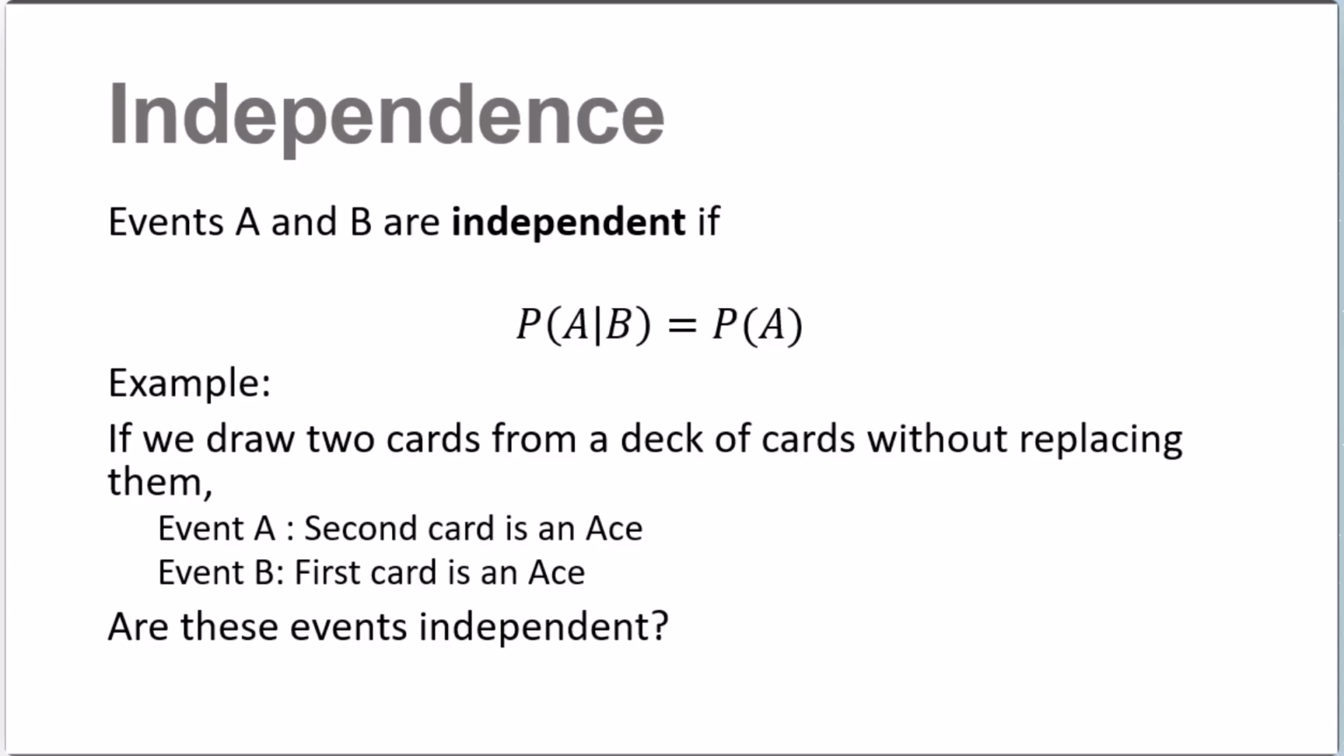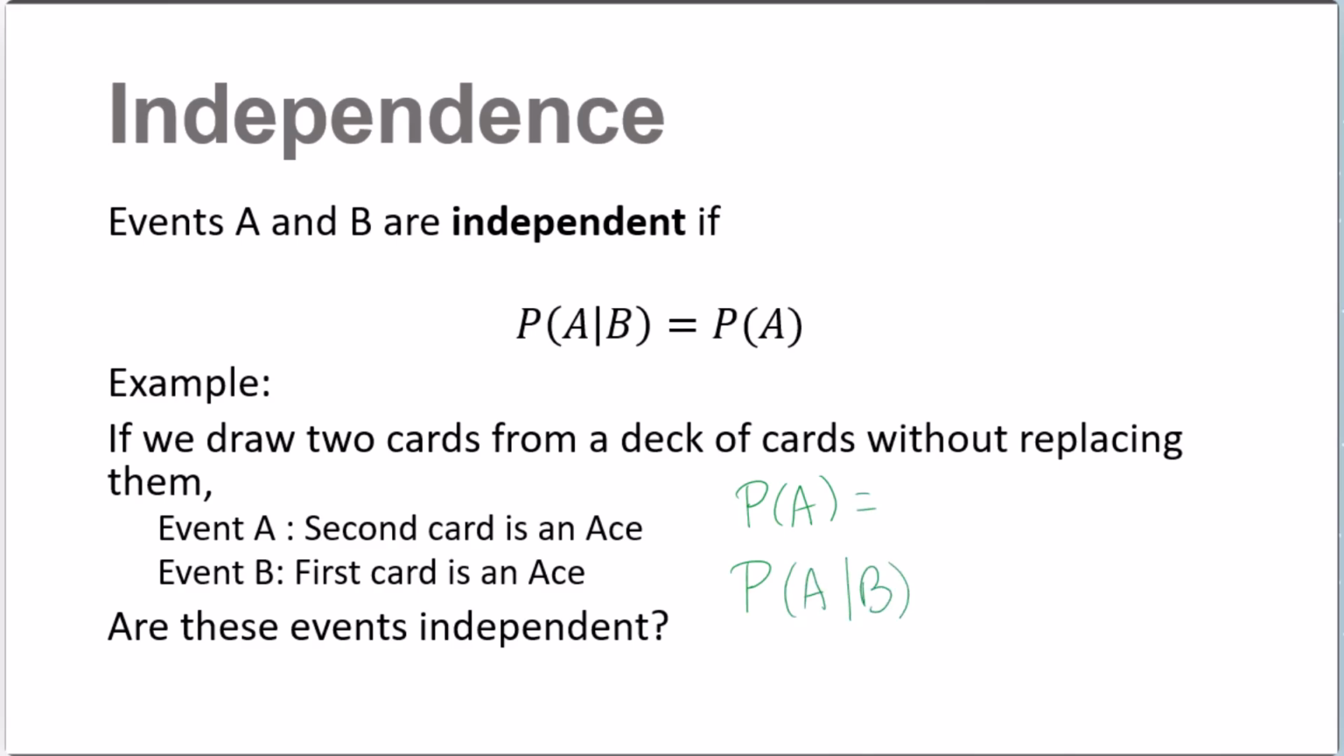So here's an example. If we draw two cards from a deck of cards without replacing them, I'm looking at the two events that the first card is an ace and the second card is an ace. To make this make a little more sense, I'm going to call event A that the second card is an ace and event B that the first card is an ace. So I want to think about what the probabilities would be, both of just the probability of A on its own and then the probability of A given B.